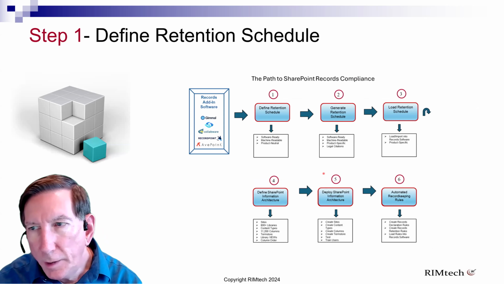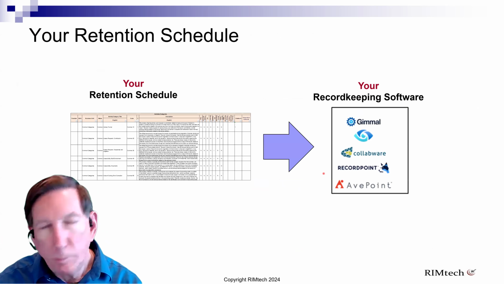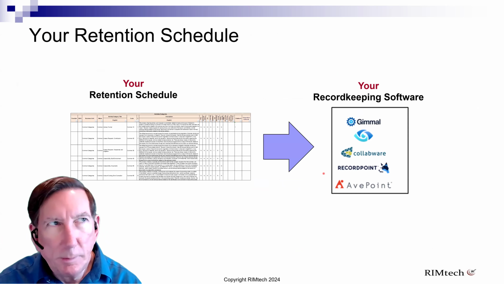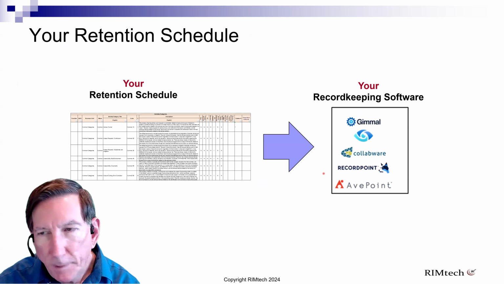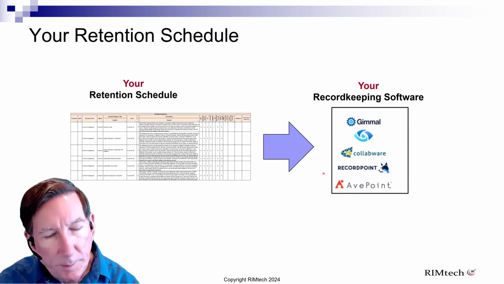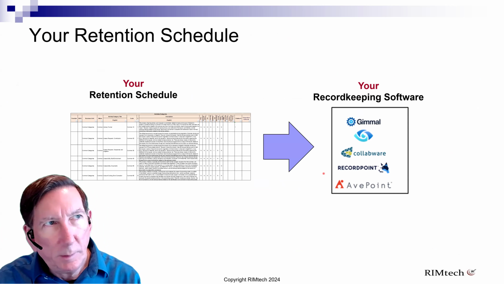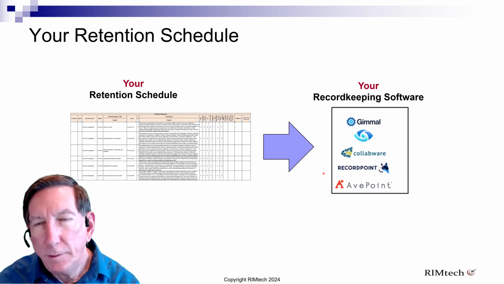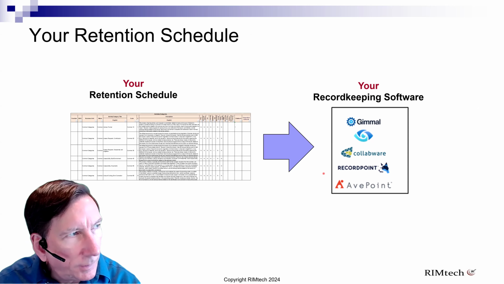Step one is to define the retention schedule. So what the heck is wrong with your retention schedule? Plenty. It's probably written by humans and meant to be read by humans and interpreted by humans and acted upon by humans. None of that happens in a modern EDRMS. EDRMS systems are fully automated by necessity. And if you want, we have a YouTube video on just that.